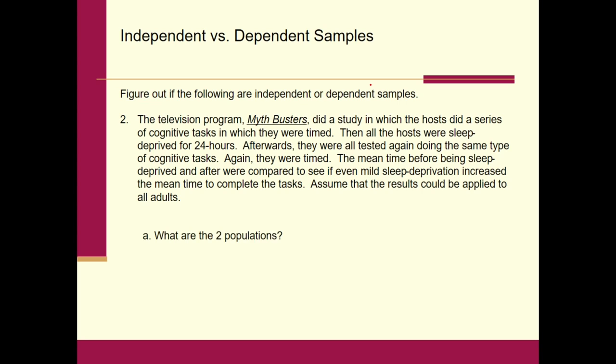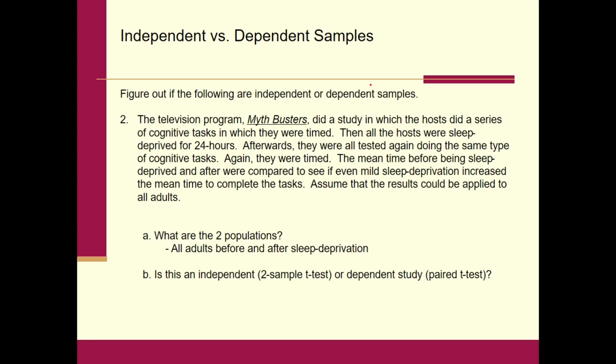So what are our two populations? We have all adults before and after sleep deprivation. Then, is this an independent or dependent study? Are we going to run the two-sample t-test, or are we going to run the paired t-test? Think about it. Here, we have the dependent samples, because we have exactly the same people before sleep deprivation and after sleep deprivation, and we have an actual pairing going on.